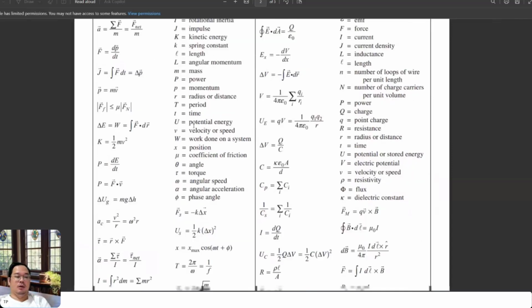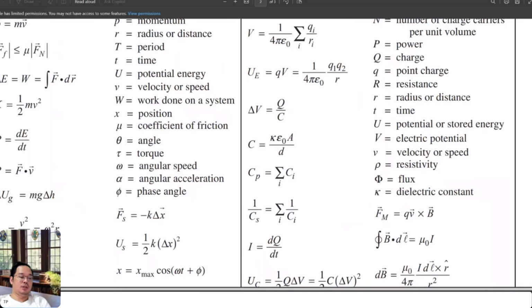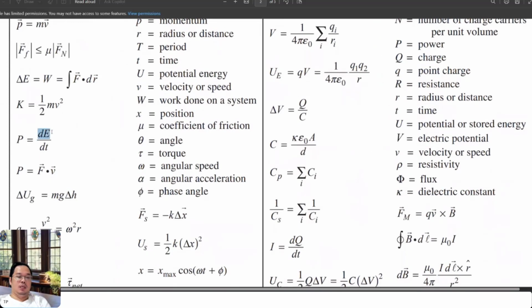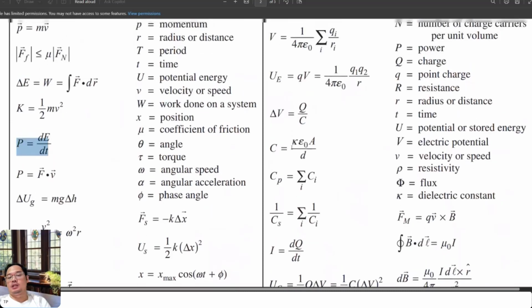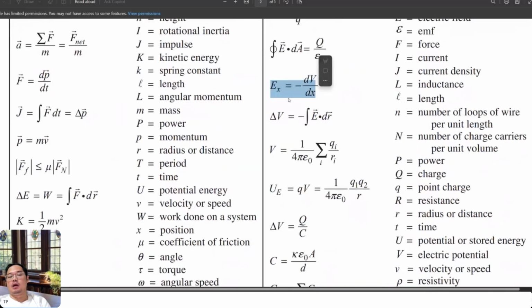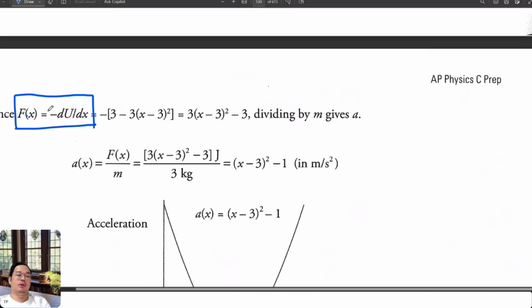In the mechanics, do we have a similar relationship? PE, what is this one? Energy over time. Yeah, physical power, but in the form of a differentiation. Okay, that relationship is in the electric part here, not the mechanic part, so you have to memorize this one. The force is the differentiation of the potential energy with respect to the position. And then take the force over the mass, we get the acceleration.